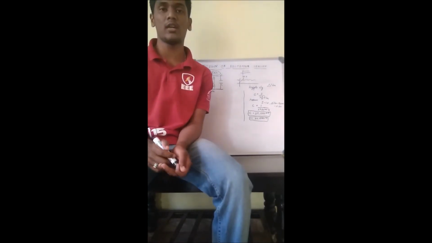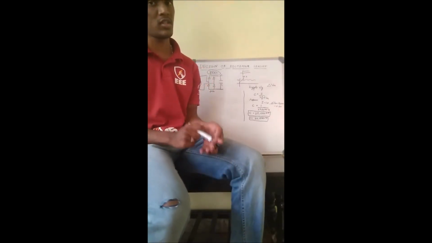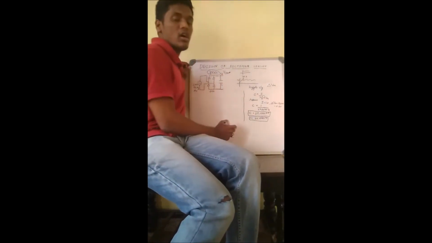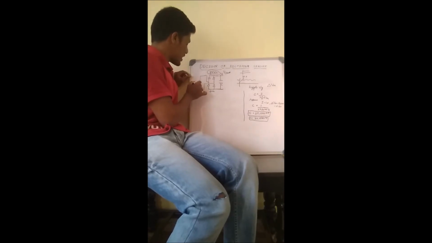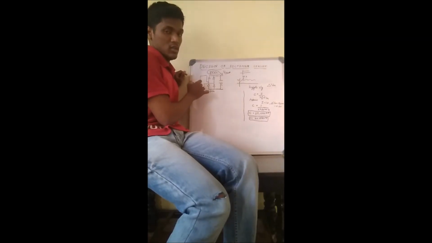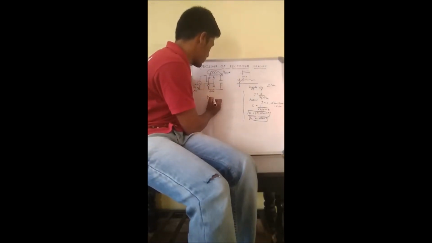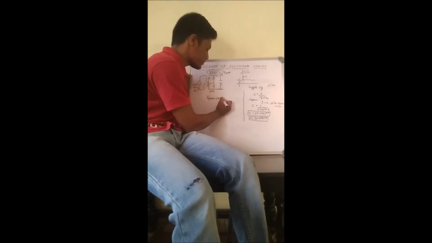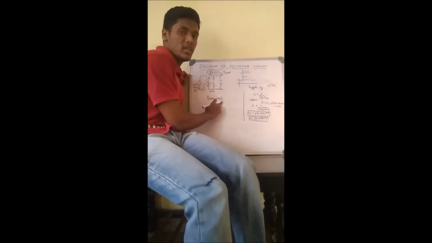Now let me explain how to calculate the voltage rating of the capacitor. Before calculating the voltage rating of a capacitor, the first and foremost thing is we need to find the peak voltage after rectification. So let me explain. This is a 24 volt AC supply. This 24 volt is the RMS value. To convert to peak value, we need to multiply by root 2. So the peak value after rectification will be 24 into root 2.